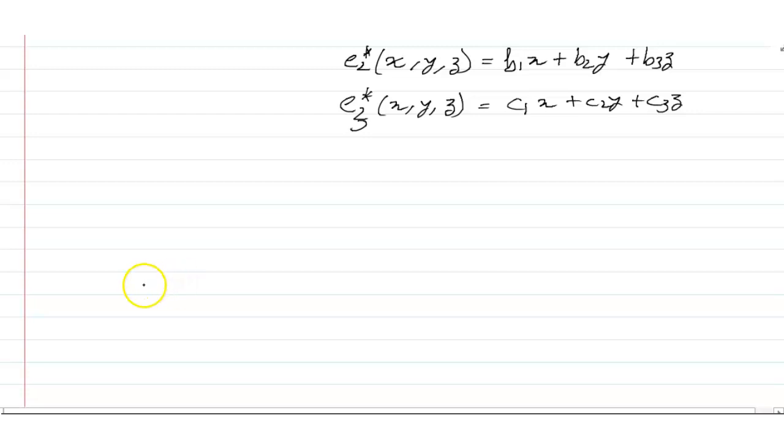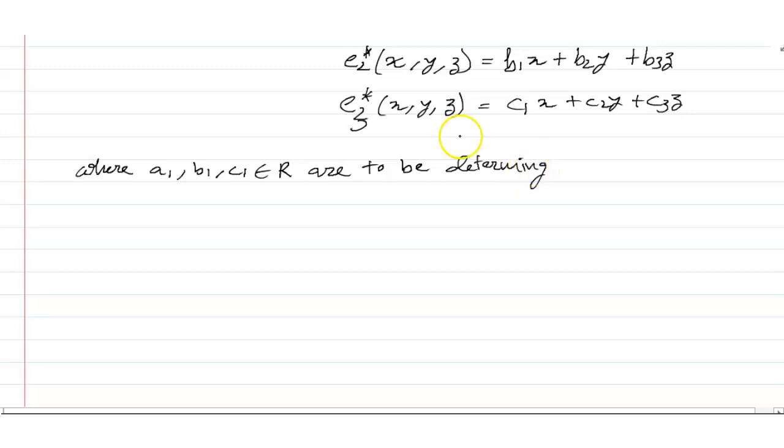Now, where A1, B1, C1 belong to R, are to be determined, which will make E1 star, E2 star, E3 star the dual basis. So friends, in my theory class, I have told that 1 equals E1 star E1.